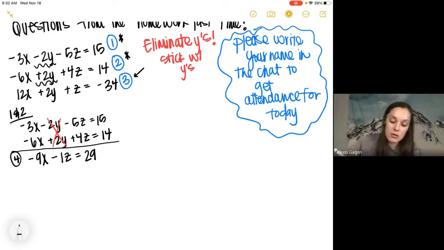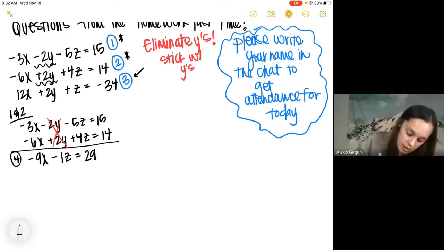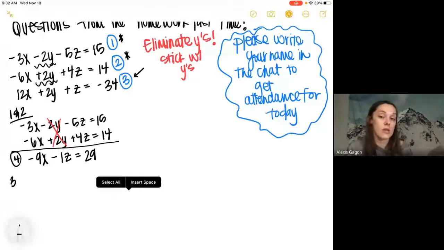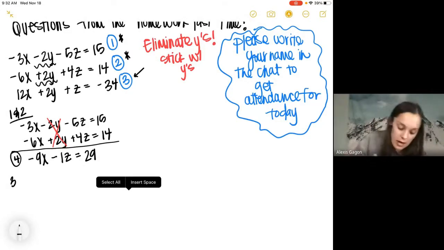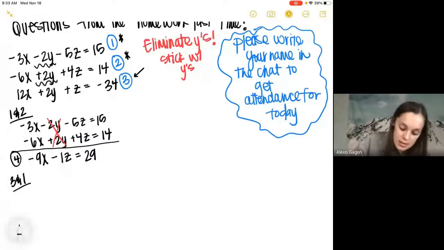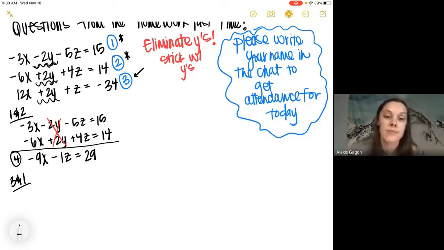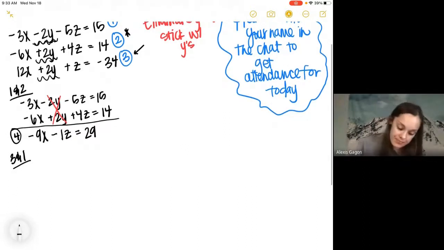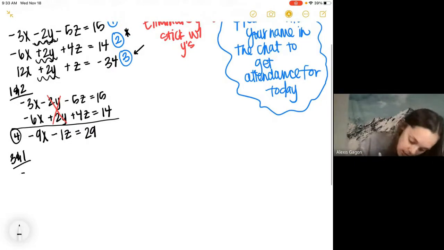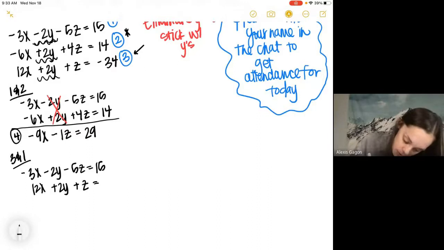Okay, so now, like Maddie just said, we went through 1 and 2. Now we have to use equation 3 also, and I have to use it with either equation 1 or equation 2. Doesn't matter which one. I'm going to choose equation 1 since these will be opposite signs again between these two. So now I'm going to do 3 and 1. So equation 1, that's negative 3x minus 2y minus 5z equals 15, and 12x plus 2y plus z equals negative 34.